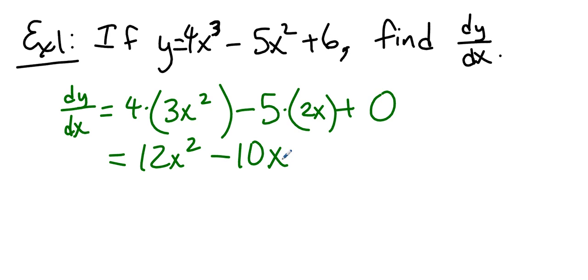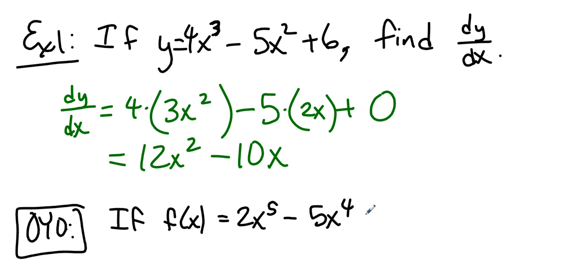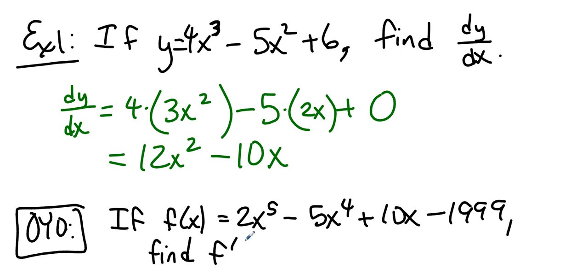A quick OYO on the same theme. If f of x is 2x to the fifth minus 5x to the fourth plus 10x minus 1999, find f prime of x and f double prime of x. And so you'll remember that's find the derivative and then the derivative of that derivative.